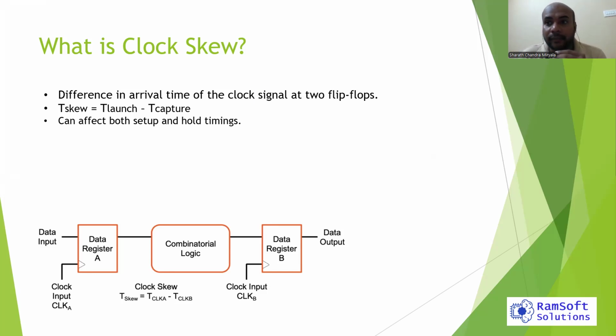Skew is the time difference between the capture flop and the launch flop. Numerically it is Tlaunch minus Tcapture. This is the difference between the arrival times of the clock at launch and capture. What is the effect? It affects both setup and hold times. How it affects and how it helps both setup and hold, we will see today.